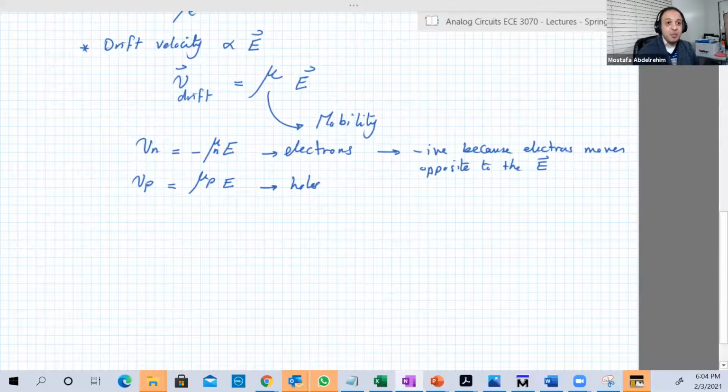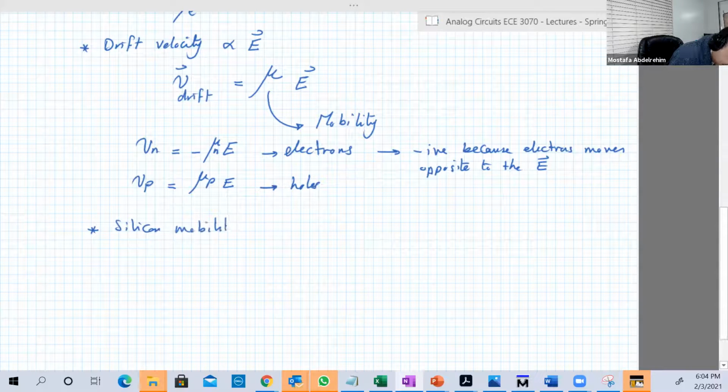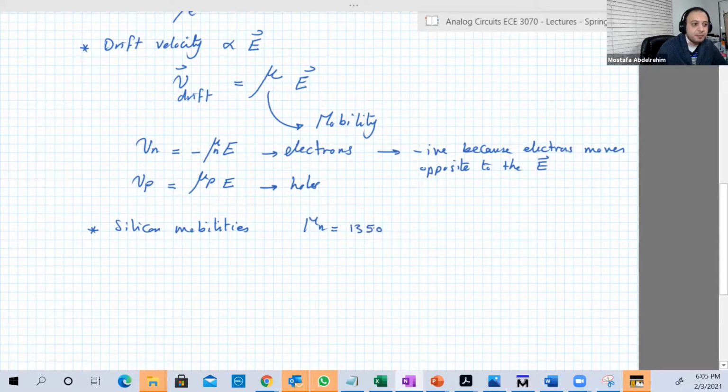So we have mu n and we have mu p. Basically, for each material, mu n and mu p are constant. It's just a property of the material, just like the energy gap. So for silicon, for example, silicon mobilities, because we have two mobilities, mu n is equal to 1350 and mu p is equal to 480.